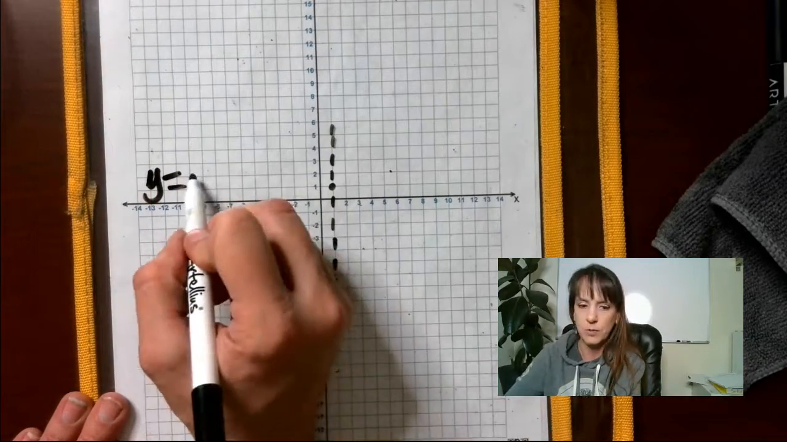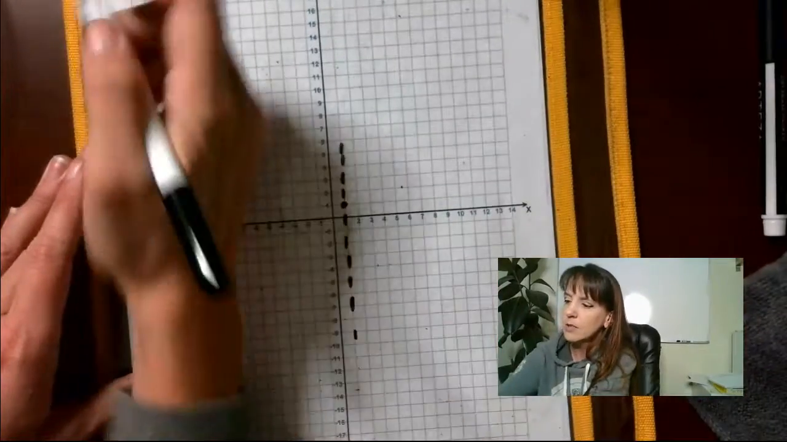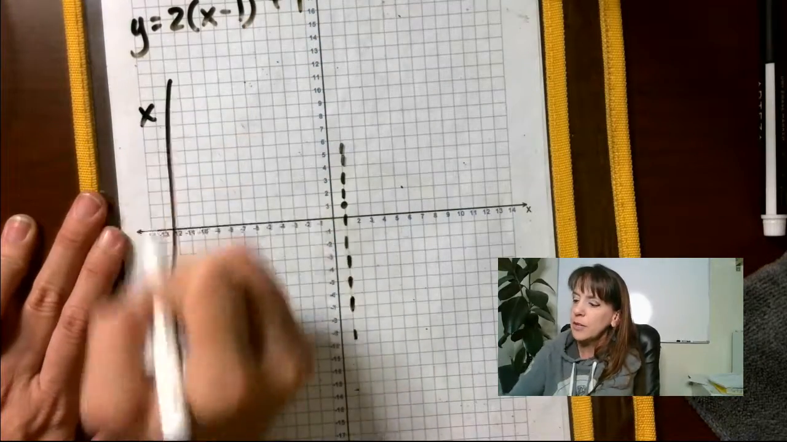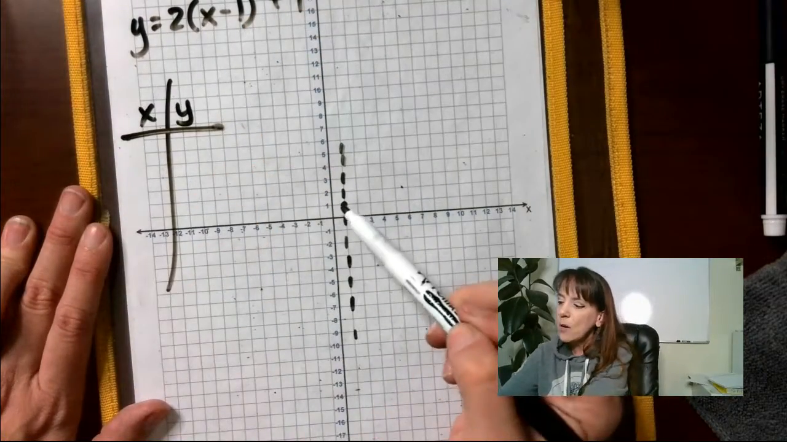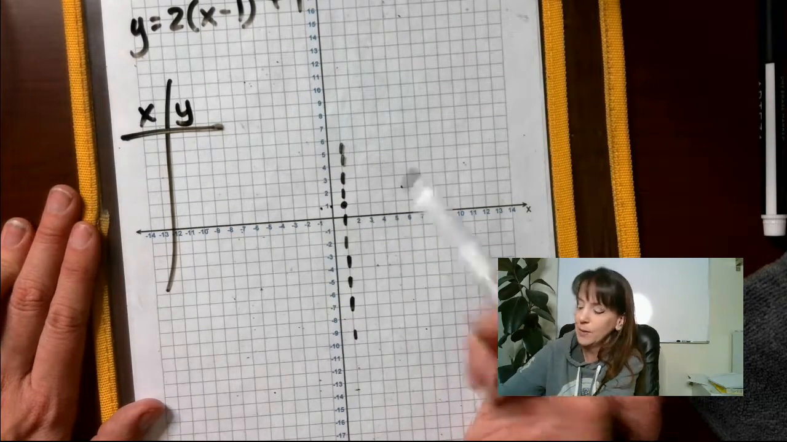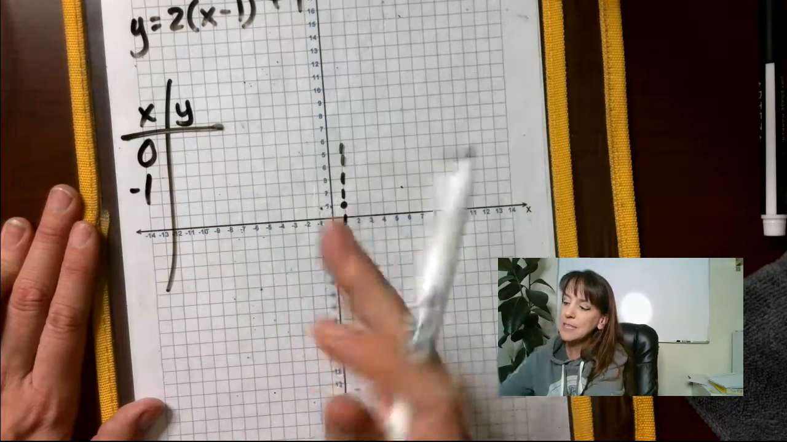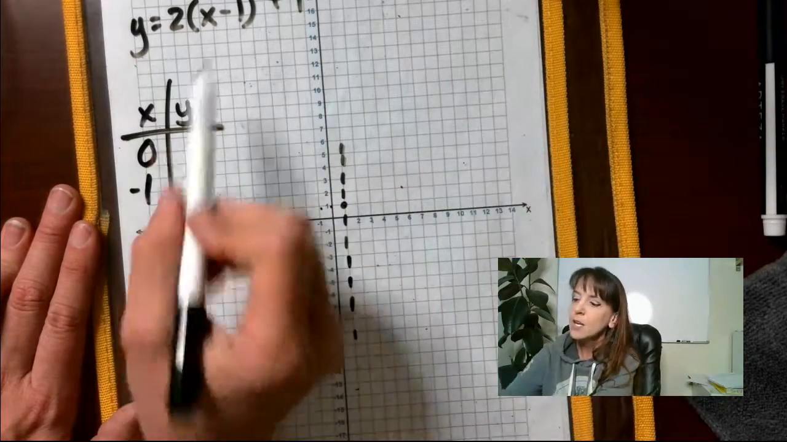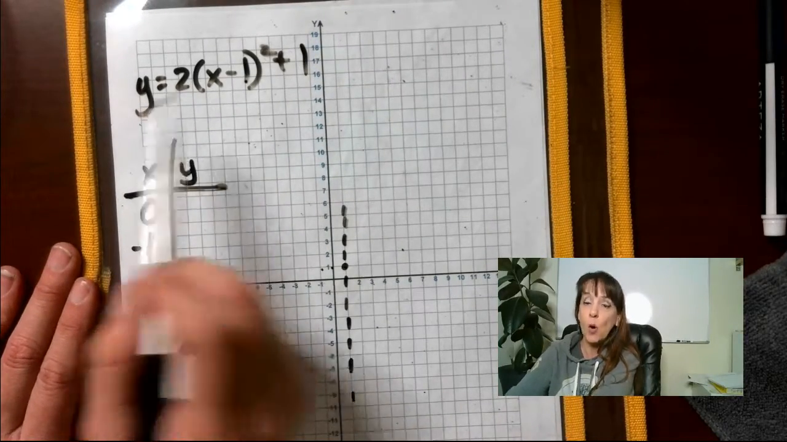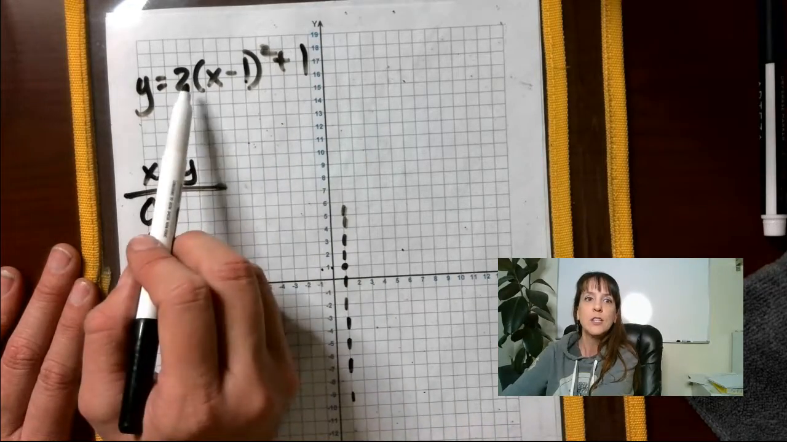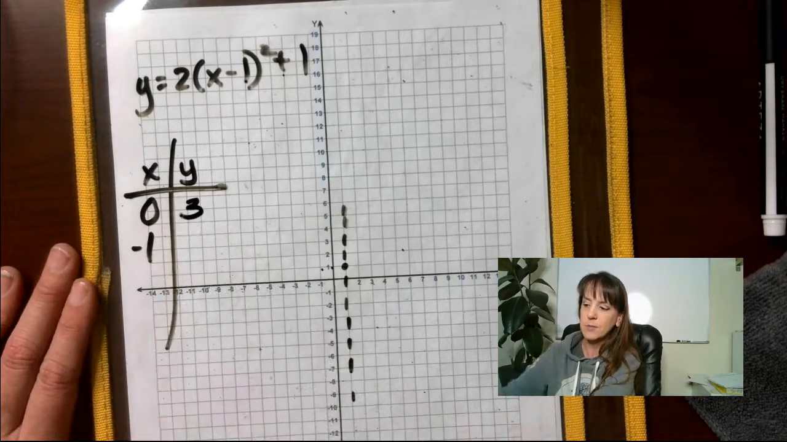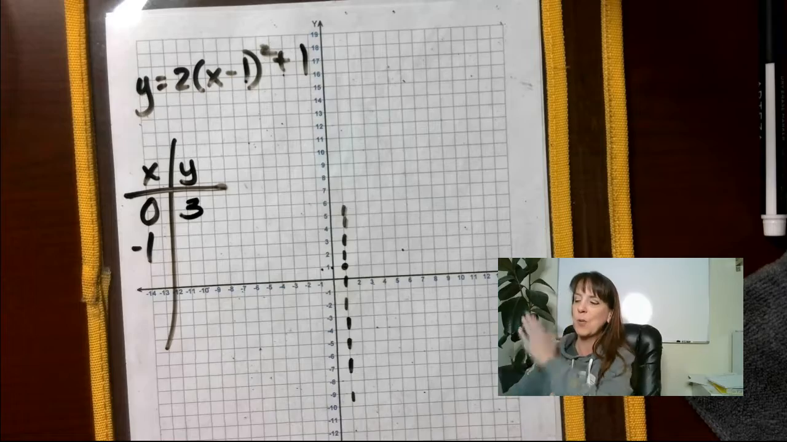I'll write this back over here so that I don't have to flip between these two things. For an XY chart, we're going to do X, Y. Since the vertex is at 1, 1, I'm going to pick two numbers. How about 0 and -1? I'm lazy, I always pick the one with 0. What happens on this side is also going to happen on this side. So if I plug in 0 here, I get -1 squared, which is just 1. 1 times 2 is 2, plus 1 is 3. So if x is 0, y is 3.